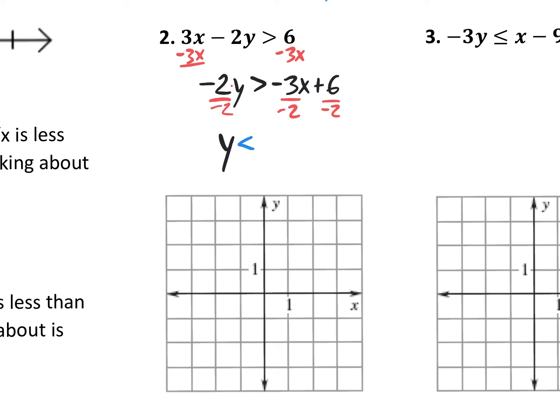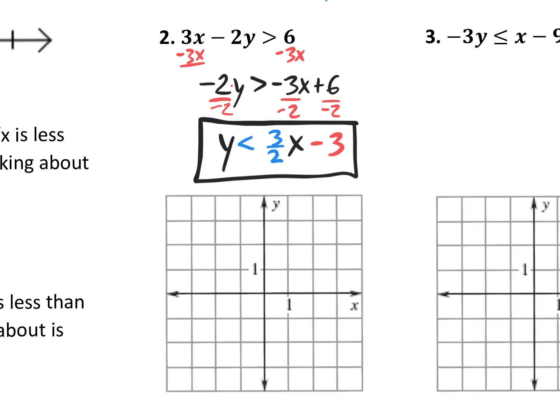And a negative divided by a negative is a positive. So we have a positive 3/2. We still have the x there. And the b value, 6 divided by -2, is -3. Now it's in slope-intercept form. Now we are ready to graph. It crosses the y-axis at -3.